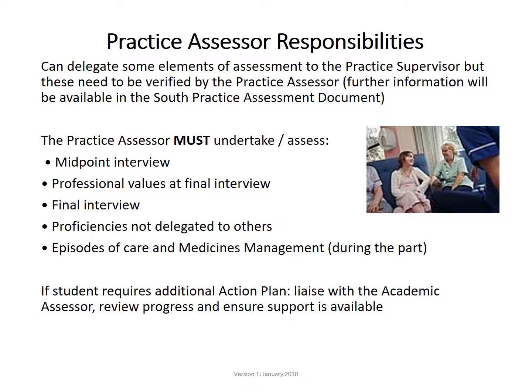So, whilst the initial interview and plan with a student can take place by a supervisor and the practice assessor verify it, it is a requirement that they undertake the midpoint assessment to give an assessment on the student's professional values in each placement, do the final interview, and assess specific proficiencies as part of their engagement with the student, and undertake assessments of episodes of care and medicines management. And I'll talk about those in detail in a moment.